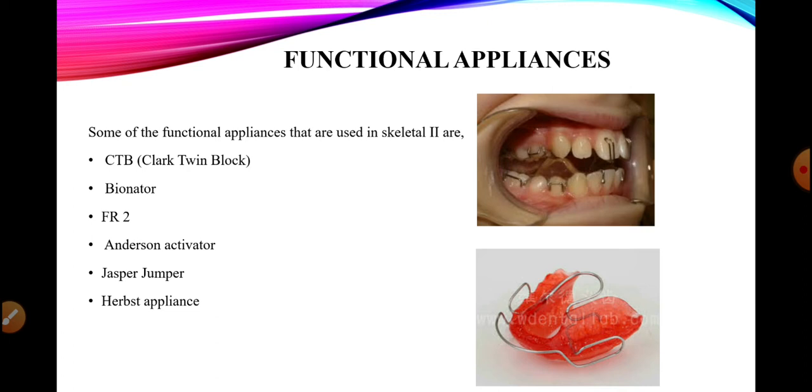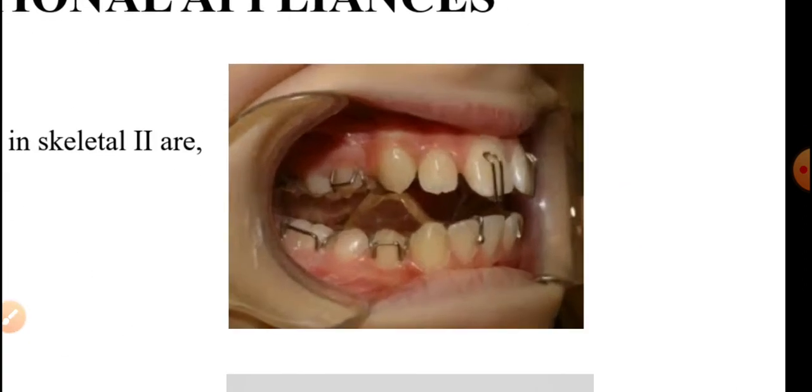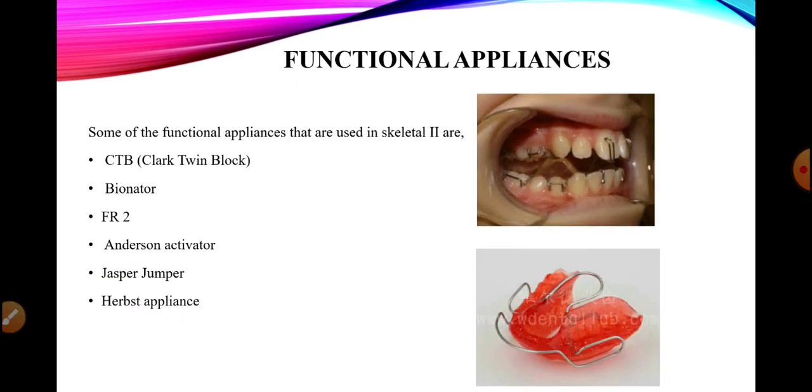So when talking about the removable appliances, we can go for a Clark's twin block. This is a twin block having two blocks that are separate, one attached to the mandible and one separately attached to the maxilla. It brings the mandible forward in a more physiologically stable position, and the muscles of mastication and muscles of facial expression are facilitating it. Remodeling is happening, dental changes are taking place.